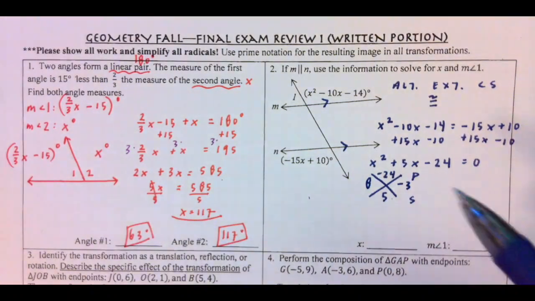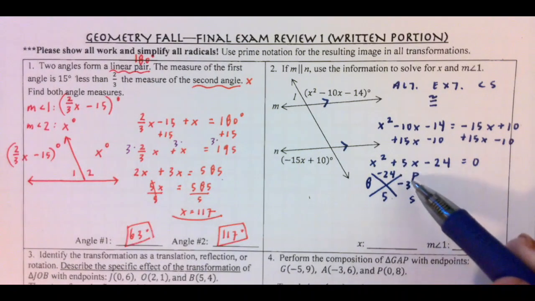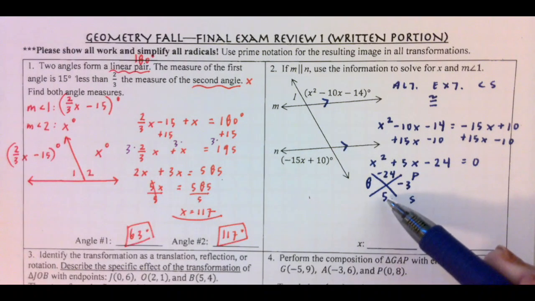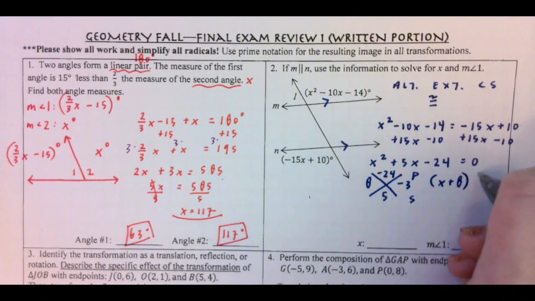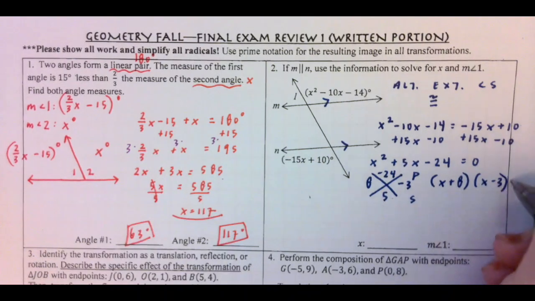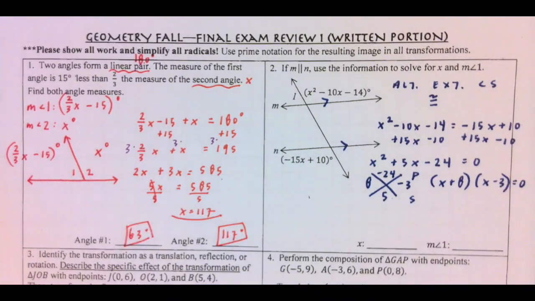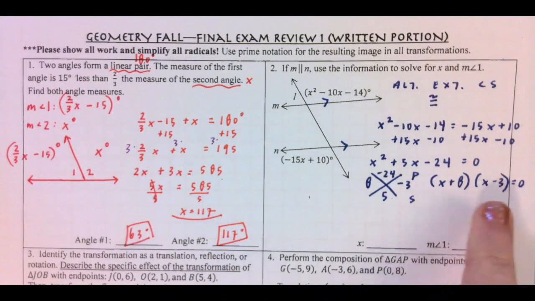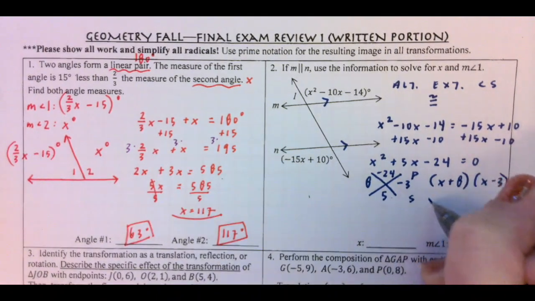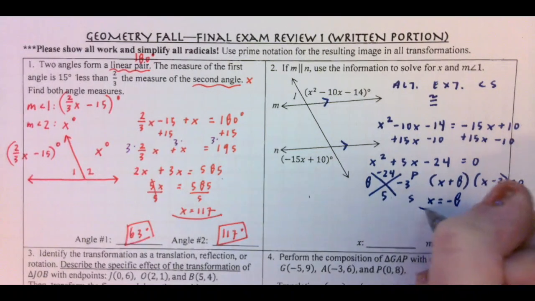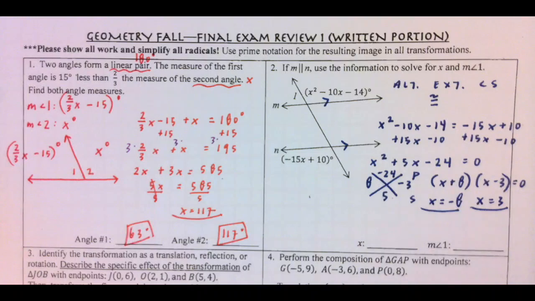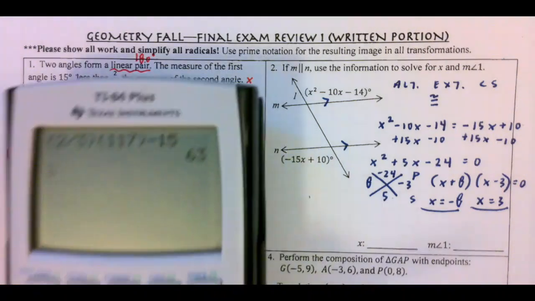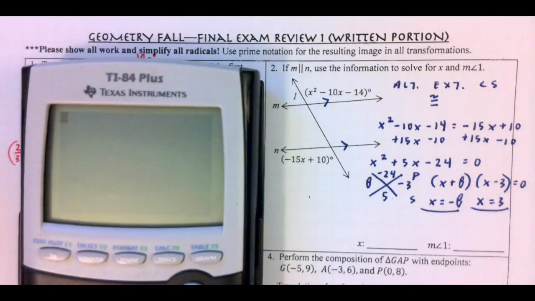So if I double check that, it multiplies back to the negative 24 and it adds to the positive 5. Looks great. So my factors end up being x plus 8 times x minus 3 all equal to 0. And as I solve, I'm just taking each factor, making it equal to 0, and solving. So I get that x could be negative 8, x could be positive 3. So now I need to plug back in and see if they both work or if only one of them works. So if I try the negative 8.